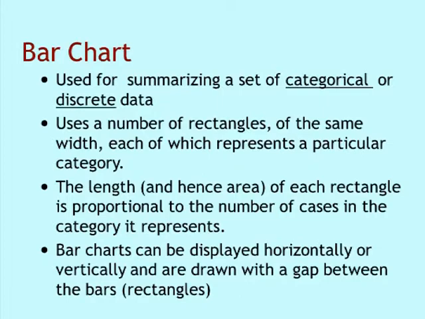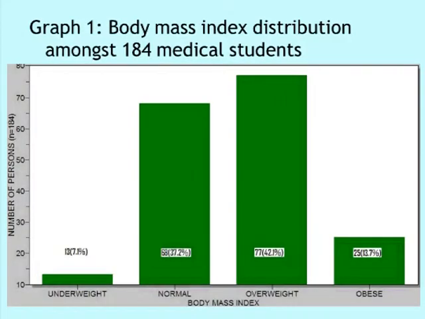And we'll look at it with an example. So here we have a graphical display of body mass index categories of 184 medical students. So we have 4 categories of body mass index which have been made here: underweight, normal, overweight, and obese.